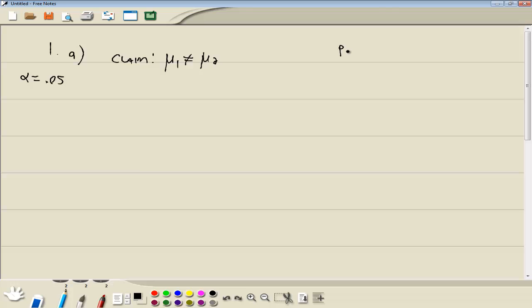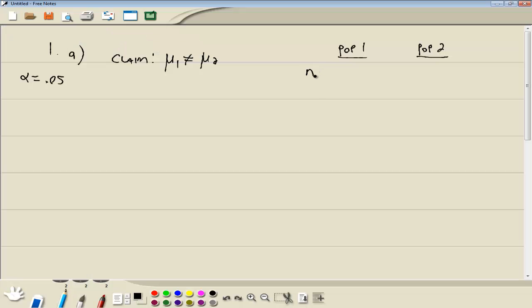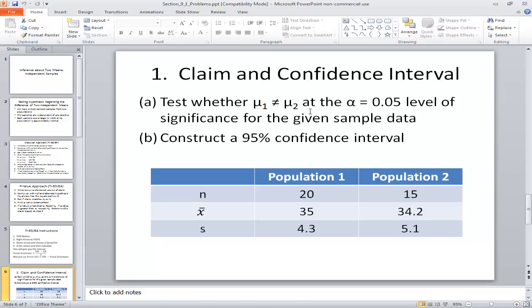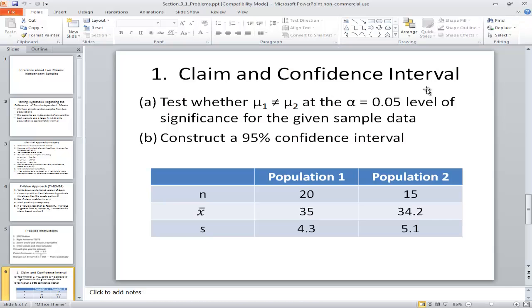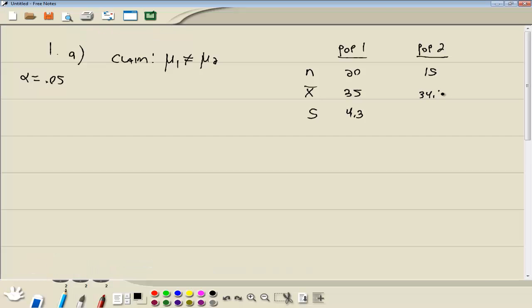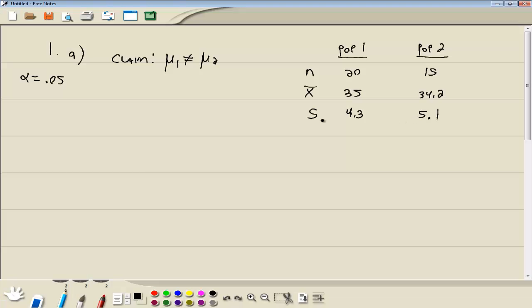So for our first population, and we have our second population, we're going to have n, x bar, and s. And it looks like this is 20, 35, 4.3. And then for our second population, we have 15, 34.2, and 5.1. It looks like that's all the information they give us.